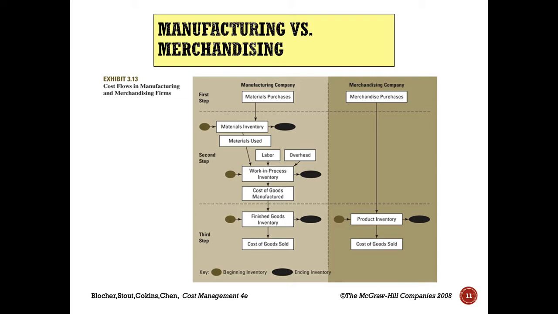This explains manufacturing versus merchandising. Cost flows in manufacturing and merchandising firm. For the left side, this is manufacturing company, and the right side is merchandising company. For manufacturing company, there are some steps: first step, second step, and third step. For merchandising company, it is simple: merchandise purchases, product inventory, and cost of goods sold.